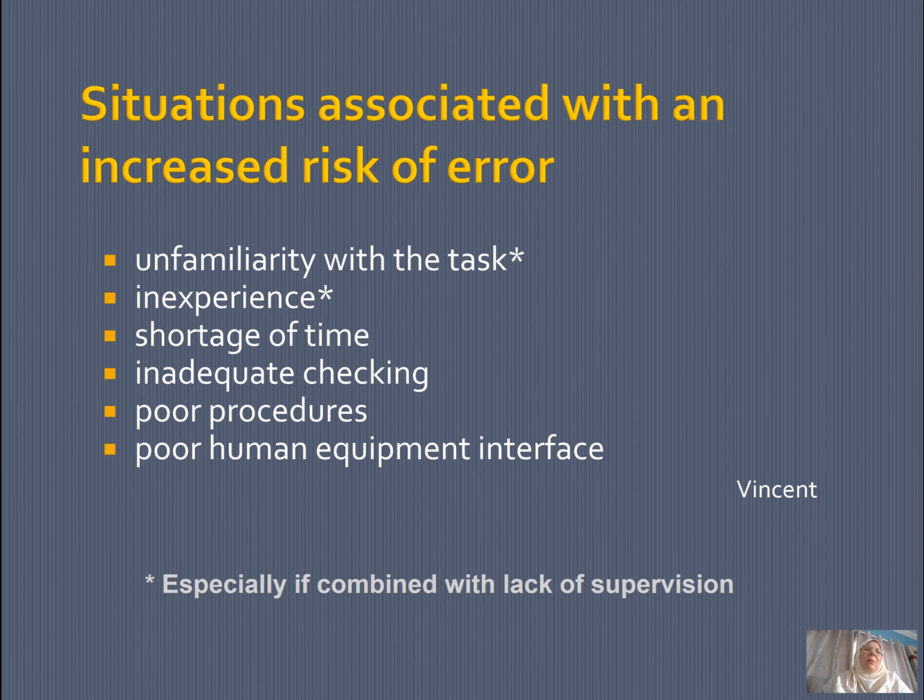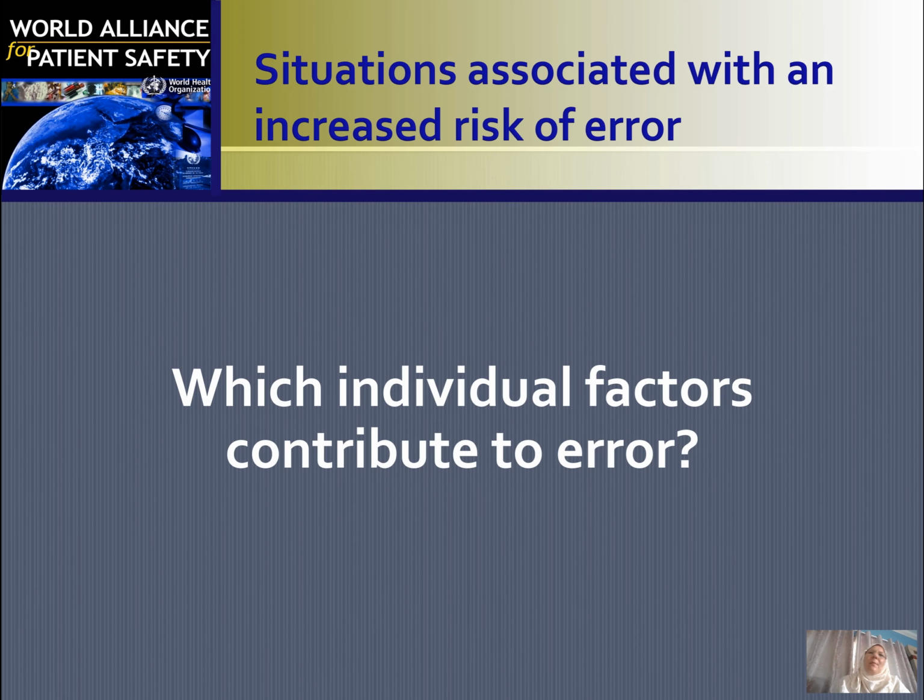These include when you're unfamiliar with the task or when you're not experienced, and especially if there's no supervision. These two characteristics have a very high risk of mistakes. Shortage of time when there's time pressure, inadequate checking, poor procedures, and poor human and equipment interface. So maybe there's a complicated machine that's difficult to work and needs lots of different steps to work properly, which can also lead to mistakes.